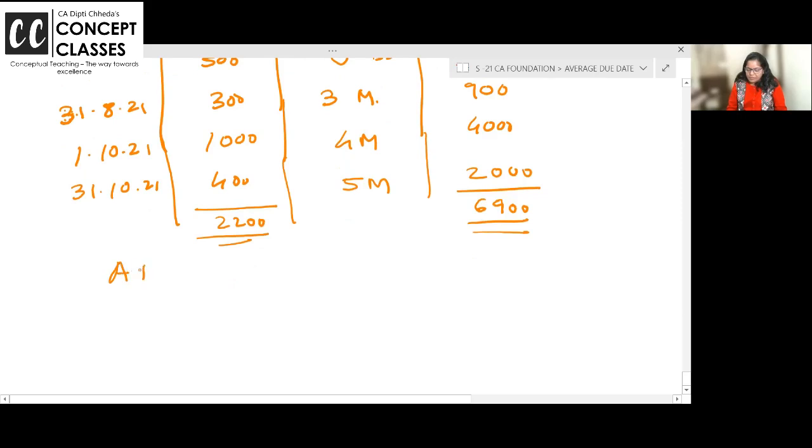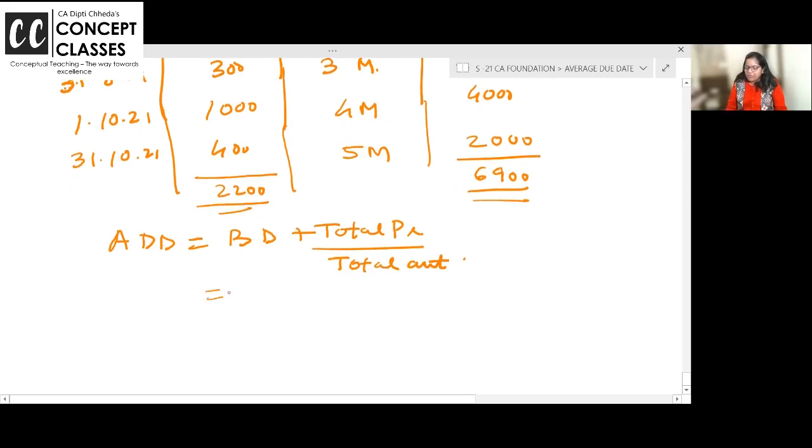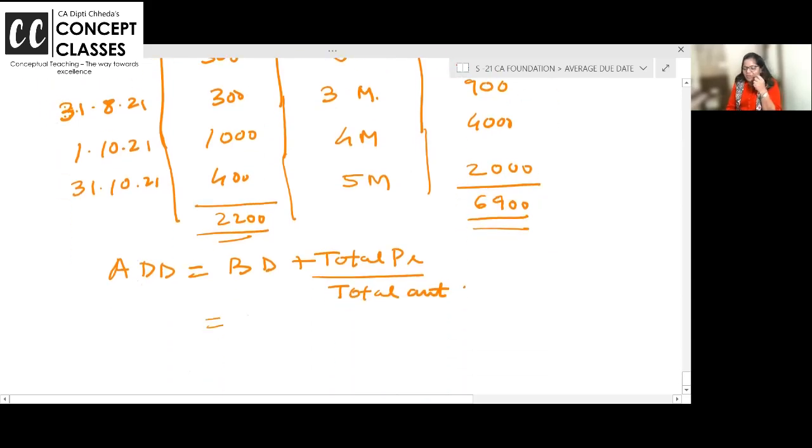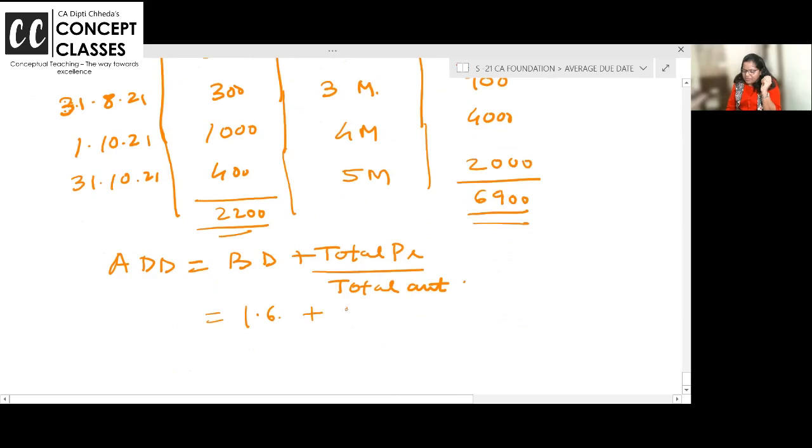Chalo, let us do. Average due date is equal to base date plus total of product divided by total of amount. What is the base date? Is it? Ma'am, last problem we took so much time. Now we are doing fast. I hope clear because this is in months. Days calculation mein it will take time. From 1st June, average due date is coming to how much? 6,900 divided by 2,200.